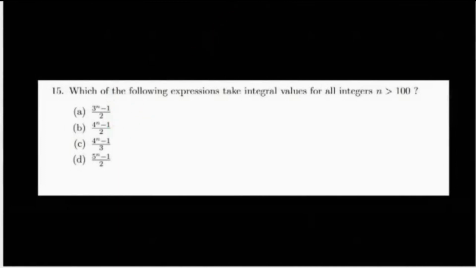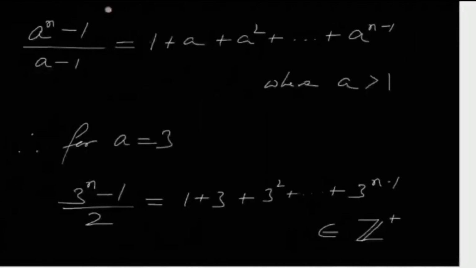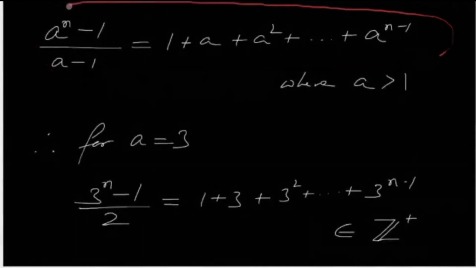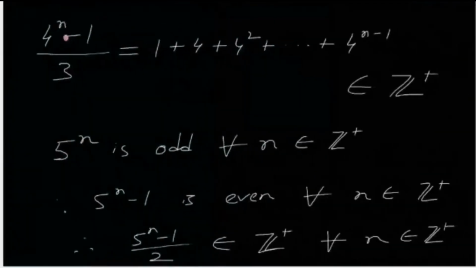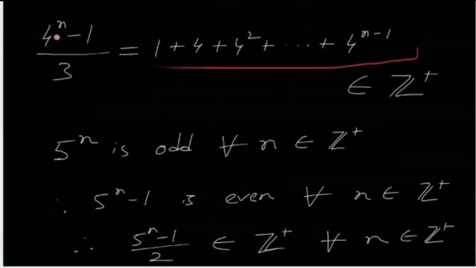So let's check option C. It says (4^n - 1)/3. Again, just using this formula with a equals 4, we get (4^n - 1)/3 equals 1 + 4 + 4^2 and so on up to 4^(n-1), which, just like the previous reasoning, is clearly an integer. So obviously the left-hand side is also an integer. Very easy. So option C is also true.